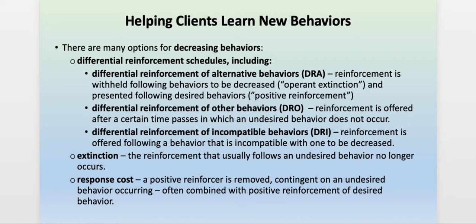Differential reinforcement of other behaviors, or DRO, is reinforcement offered after a certain time passes in which the undesired behavior doesn't occur. So, every 15 minutes, if Johnny stays in his seat at school for 15 minutes, then he gets a reward.